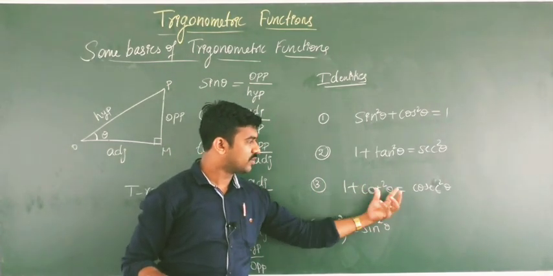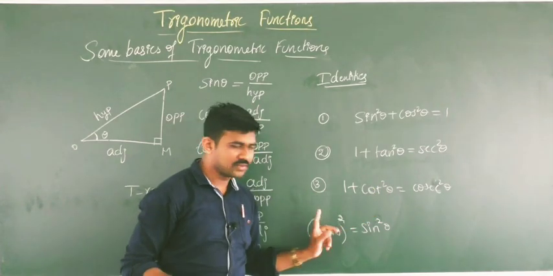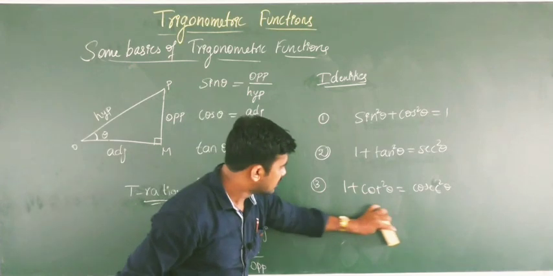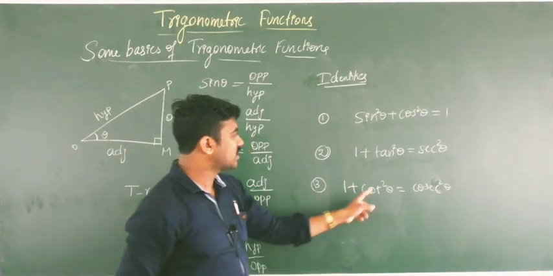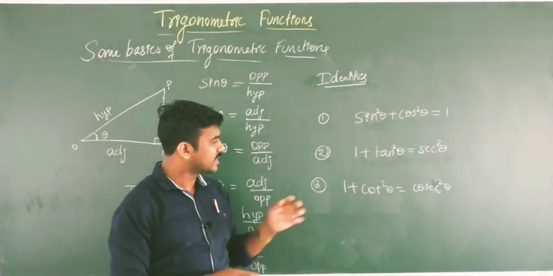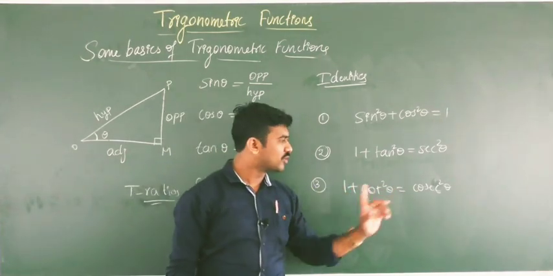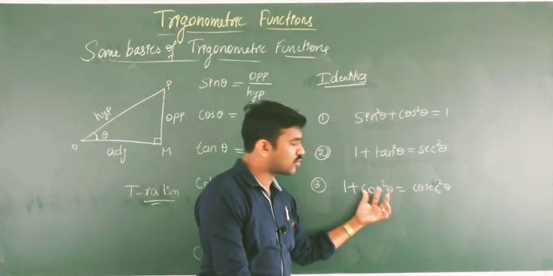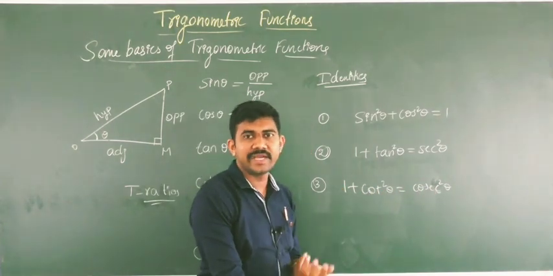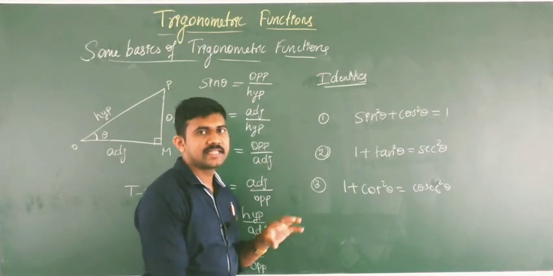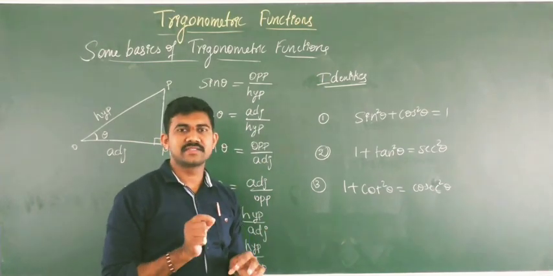Cot theta whole square becomes cot square theta. Okay, this you have to remember, for all trigonometric ratios it holds. So here 1 plus cot square theta is nothing but cosecant square theta. Again you can rearrange that: cot square theta is equal to cosecant square theta minus 1, or cosecant square theta minus cot square theta is equal to 1. Anyway, you can do the rearrangement here. This is about the identities that you already learnt in high school classes.